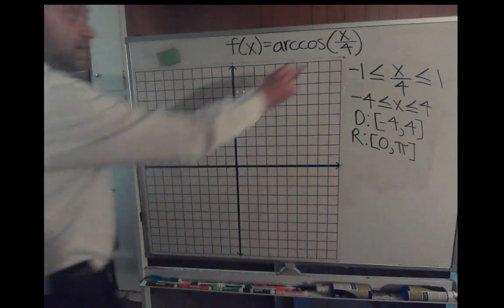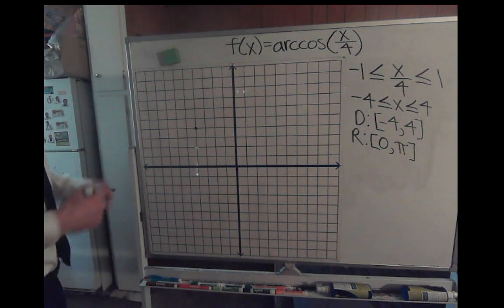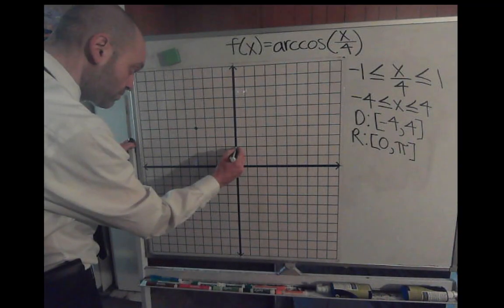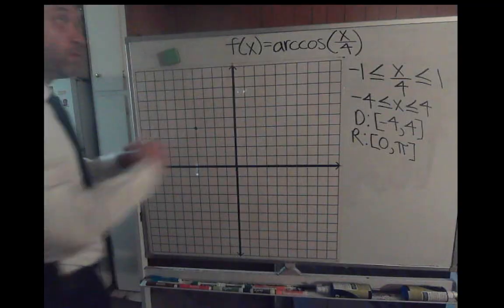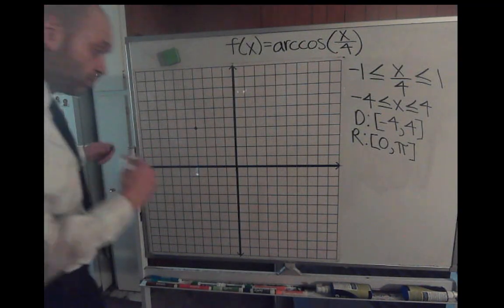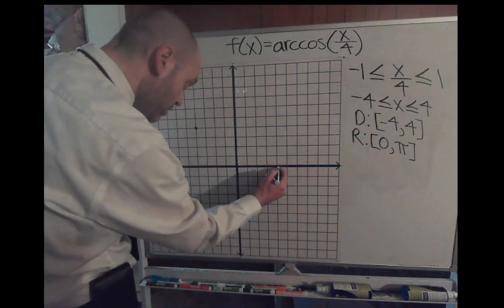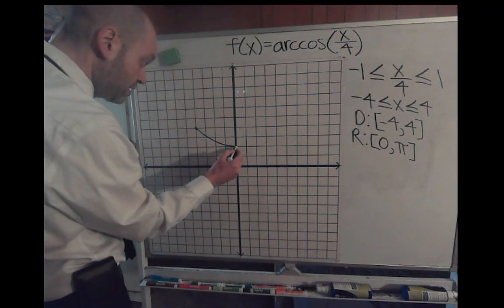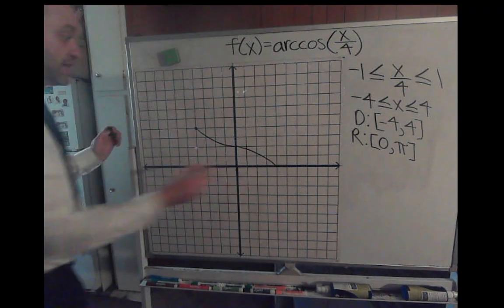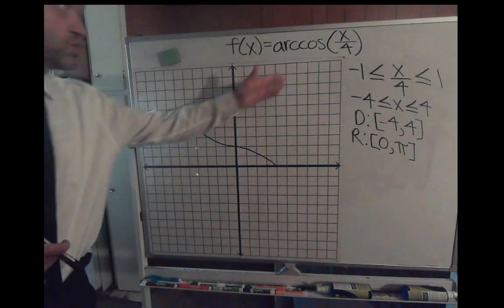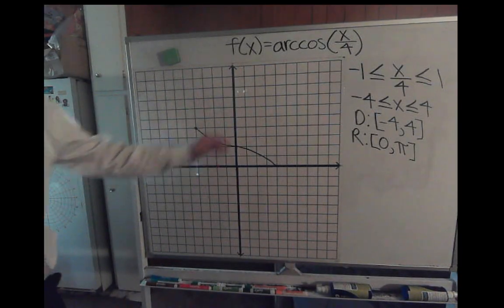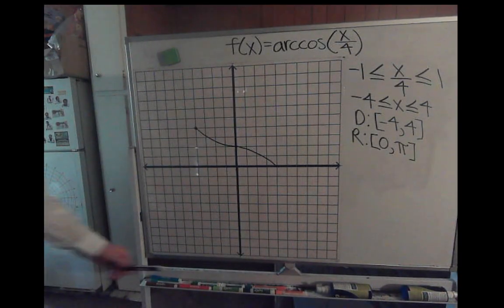Now, if I put in 0 for x, that would give me the arc cosine of 0, which would be pi over 2. Then if I put in 4 for x, that would give me the arc cosine of 1, which is going to be 0. So as you see, this graph is horizontally stretched by a factor of 4. So that is the graph of f of x equals the arc cosine of x over 4.